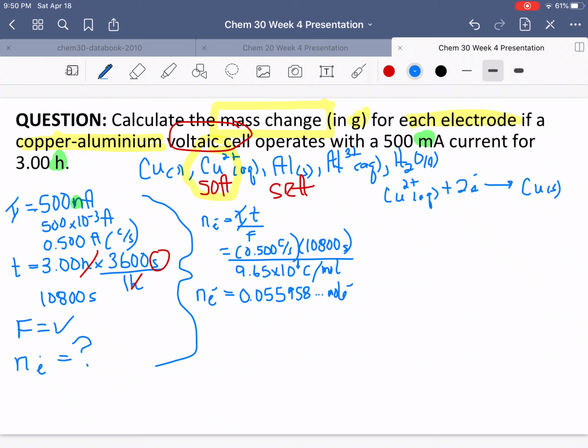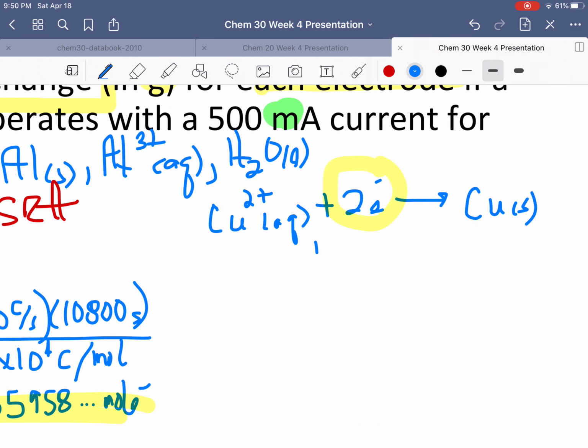What amount was gained? Oh, lucky us. Well, we calculated already this amount. So that amount of electrons relates directly to these electrons, right? Proportionately, it relates to, of course, the copper solid produced. So I can write that N of electrons right here: 0.0559 keeps on going, of course, moles.